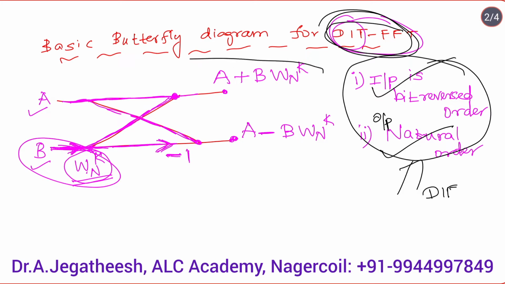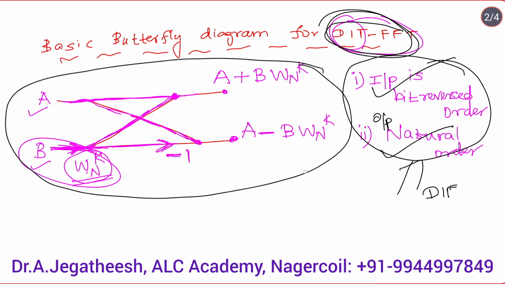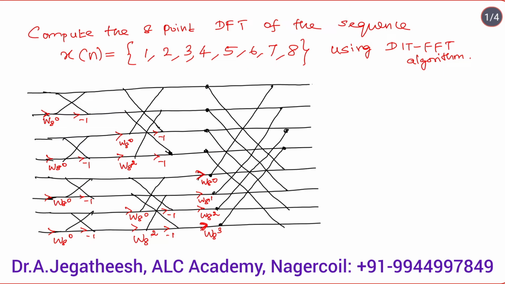If you understand this basic butterfly diagram, then you can find 4-point DFT problems and 8-point DFT problems very easily. Let us consider an 8-point DFT problem as an example. This problem is using the DIT-FFT algorithm. This figure shows the basic butterfly diagram or the signal flow graph of the 8-point DIT-FFT method.